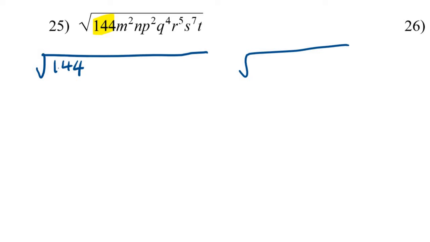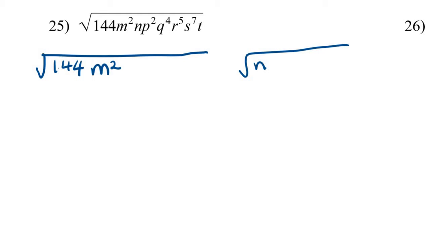is m squared. Now this m squared has an even exponent, so in itself it's a perfect square. We just write it here, m squared. Now n has an exponent of 1, although it's not written. So if it's odd, it goes to the right side, okay?